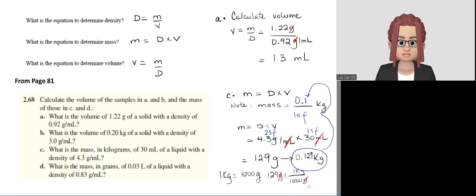Make sure that you practice with problem B and problem D.